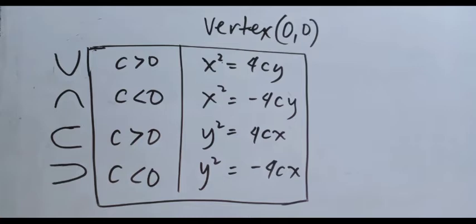And if our equation is in the form y squared is equal to 4cx, so still our c is greater than 0. But since this is in the y-axis, our parabola opens to the right. And if it is y squared is equal to negative 4cx, our c is less than 0, so our parabola opens to the left.